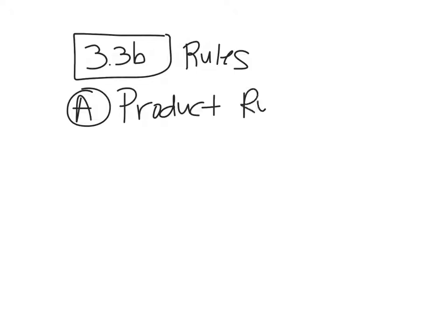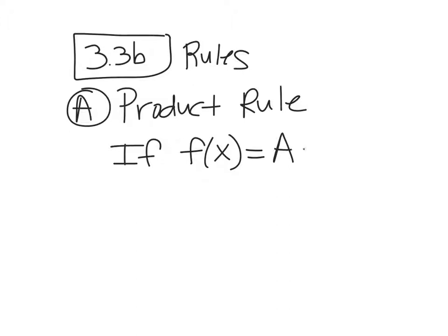Okay? So, the product rule for derivatives looks like this. Do you remember the sum and difference rule was just to take the derivatives individually? That does not work for the product rule. So, if f of x is equal to a times b, and a and b are different functions, they're not constants. Constants, you don't do this rule with it. A and b are functions.